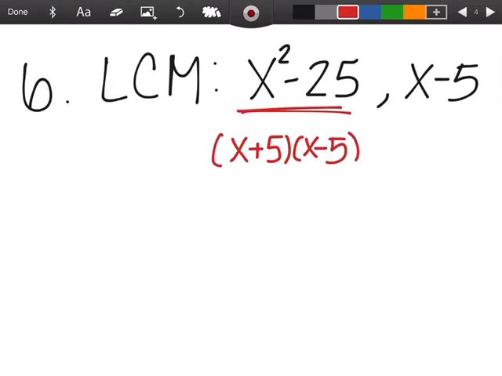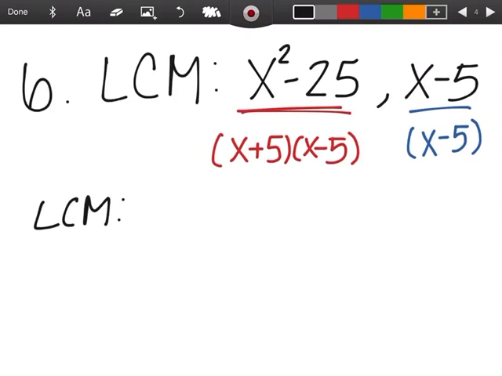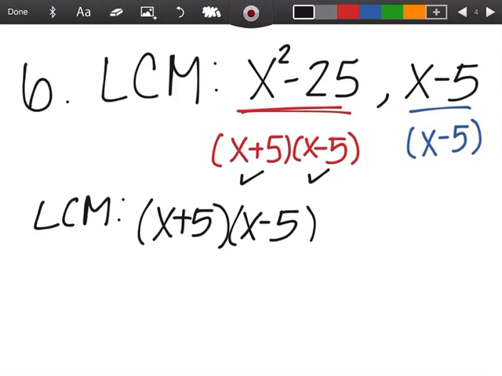And that's going to help me find the least common denominator or multiple, because if you just put x squared minus 25 times x minus 5, you're actually going to have an extra factor in there, and then x minus 5 doesn't factor, so it's just x minus 5. And so when it comes to building the least common multiple, I need the quantity x plus 5. And I need the quantity x minus 5.